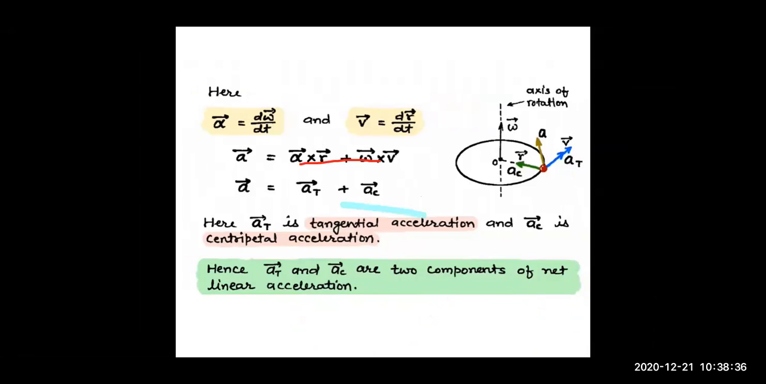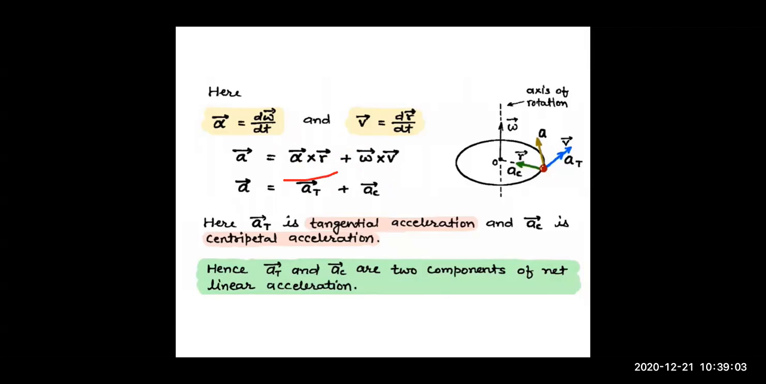So we got this equation. Now children, here we have to be careful that alpha cross r is a component of acceleration. See, these both add up to give the linear acceleration, right? So we have to identify both these components. Now, let's talk about first alpha cross r.